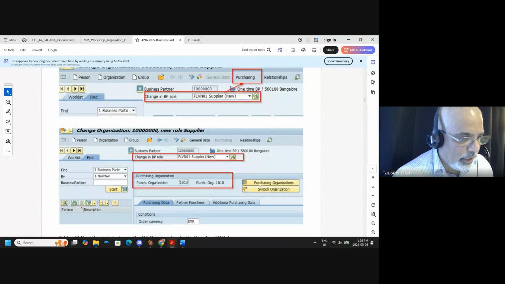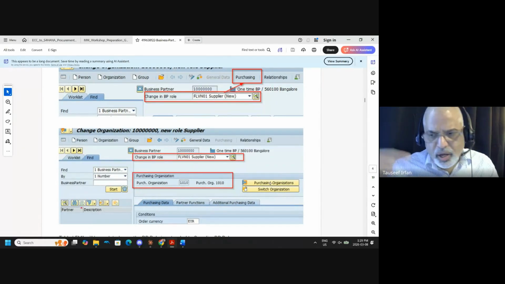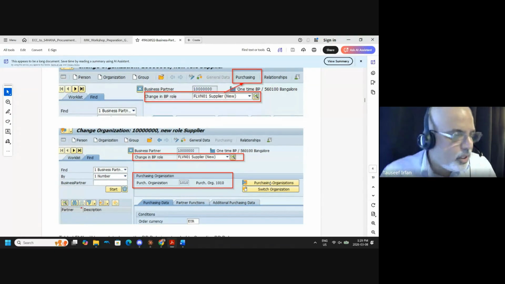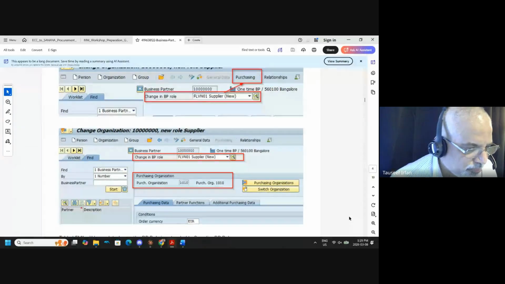You see, you can have multiple purchasing organizations selected for this particular vendor. That's how you're mapping it. This vendor is selling to this plant only, or this plant only, or all the plants. You're doing it from here. Okay, good.